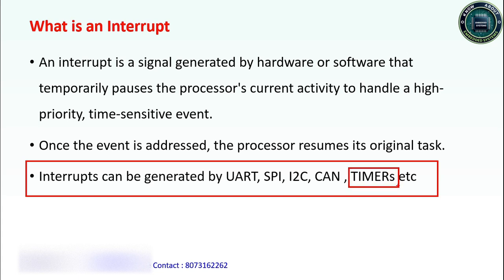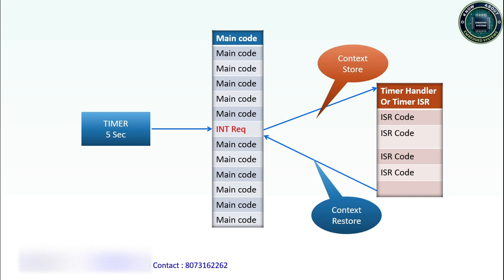That part we will discuss. Now let's try to understand in a simpler way how the interrupt will work. The blue color, whatever you are seeing, this is your main code, and the processor is executing your main code. But on the other hand, if you observe here, I have a timer module, and the timer module is configured for 5 seconds. Let us keep it in mind.